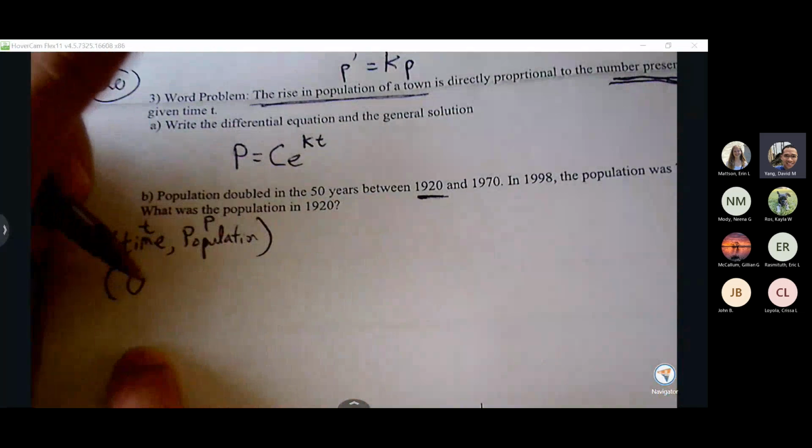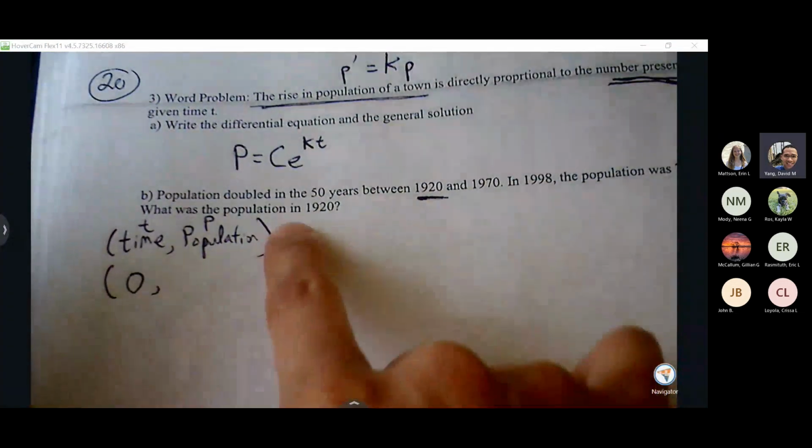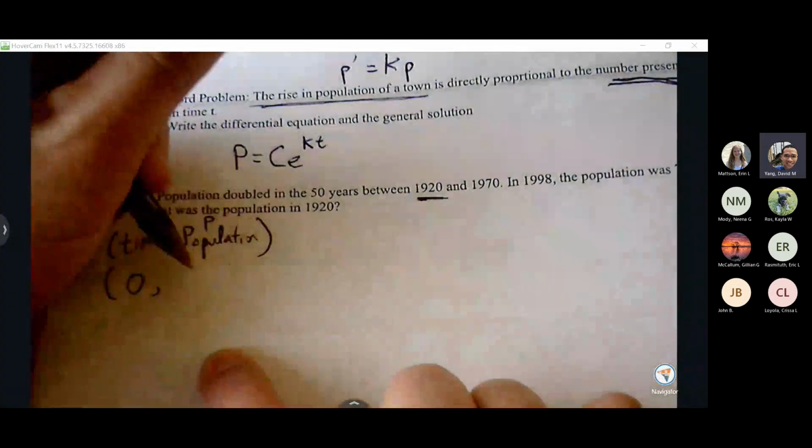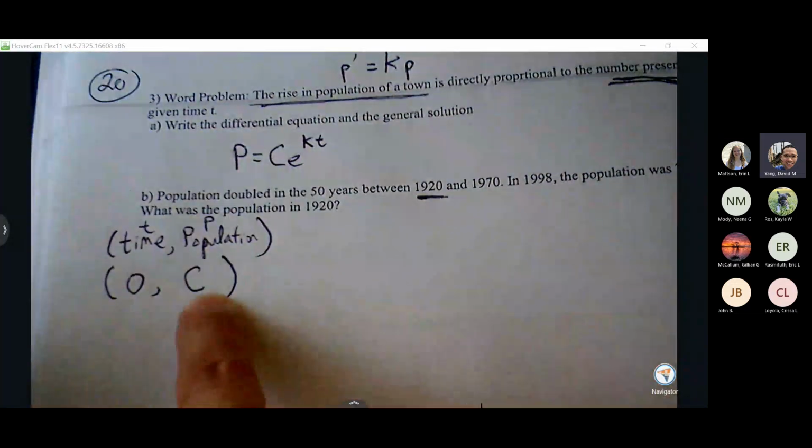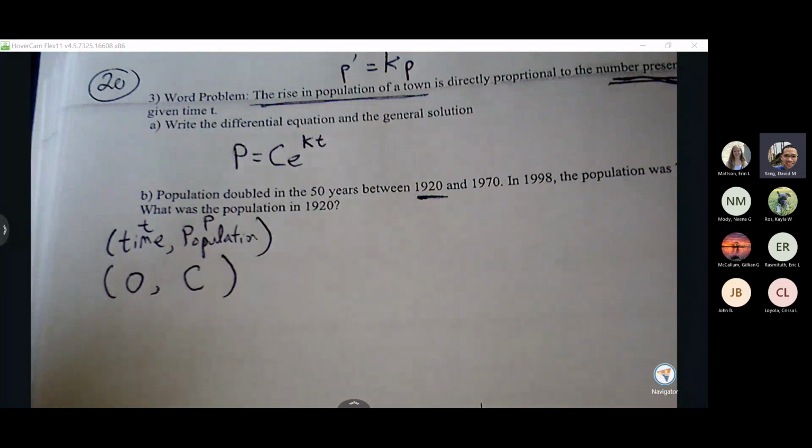So know that at time 0, there's some population. I don't know what that population is. That's what I'm looking for. So I'm going to say 0, comma C. Right? I know there's a starting population. Normally that's what we start with, but in this case, this is what we're looking for.